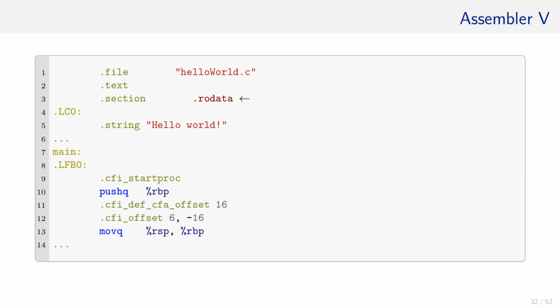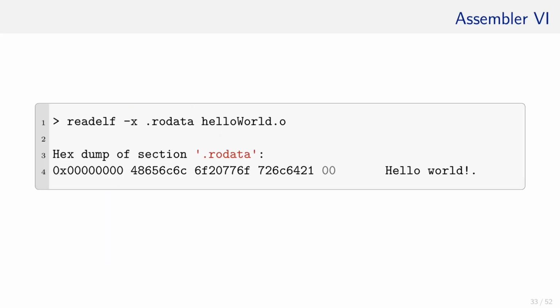Let's confirm our hypothesis and extract the content of that particular section by invoking readelf with the -x flag followed by the desired section name. As you can see, our hypothesis is correct. You can even see the ASCII character for capital H, that is right here, followed by lowercase e and 2 l's, and so on. Also, the string ends with a null character, whose value is 00 in hexadecimal format.